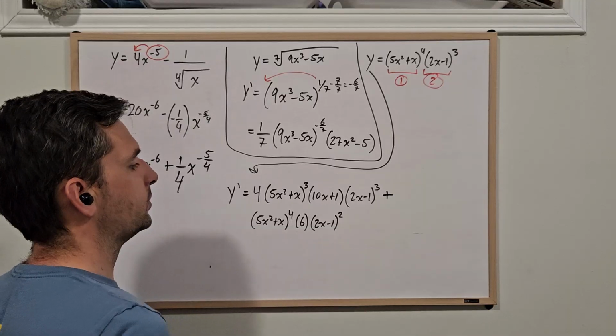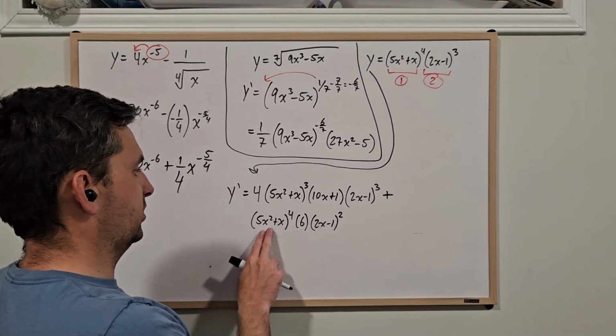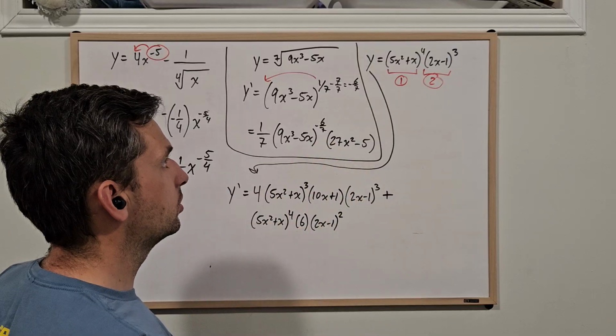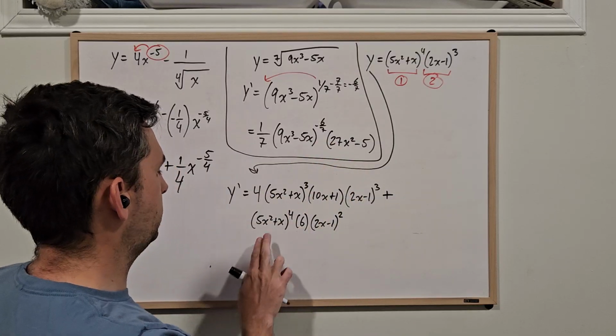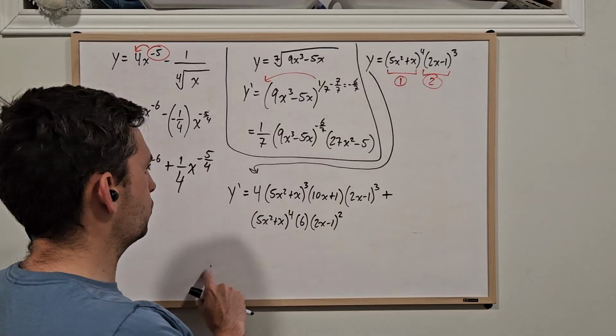Okay? And there you have it. Leaving the second part alone, taking the derivative of the first part, leaving the first part alone, taking the derivative of the second part, and that's how you write down the first line there.